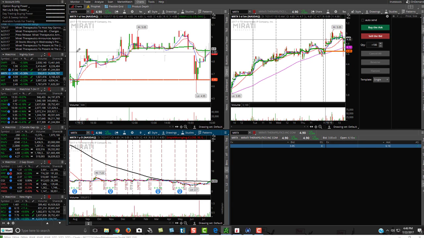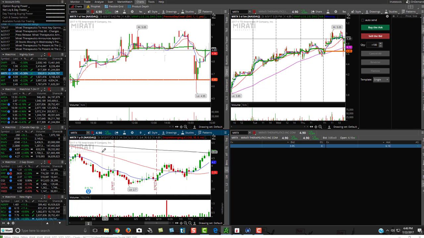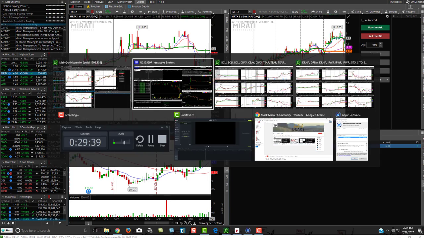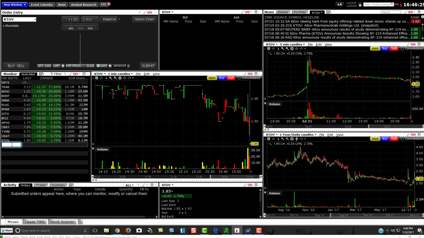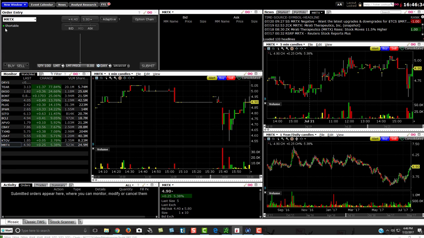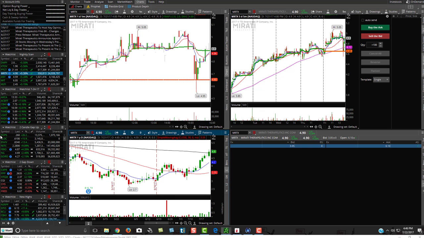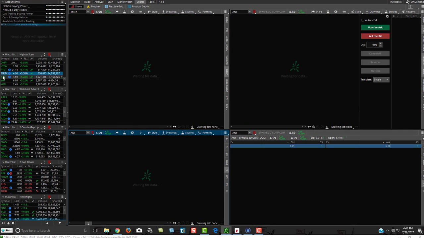MRTX, don't like it, not enough volume. Although this is one where I personally like to watch this on the flip side. So I'm going to put this over on Interactive Brokers if there are shares to short, since it's starting to get overextended, might have a pullback again, so I could watch that either way.